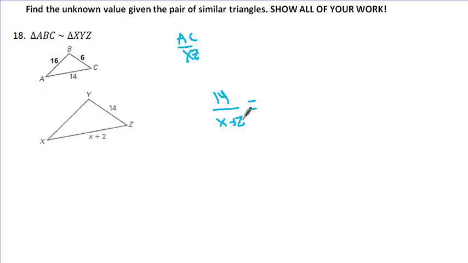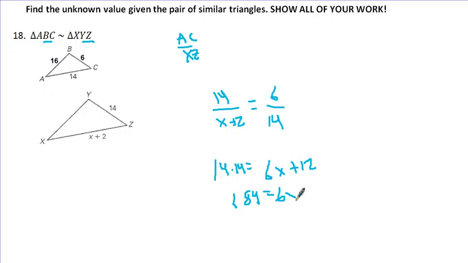We want to set that equal to BC and YZ, which are corresponding parts that we know both of, to find the scale factor, 6 to 14. When we multiply those out, you would have 14 times 14 in the cross multiplying equals 6x plus 12. When you simplify that, you will get that 184 will equal 6x after you subtract the 12 over. Divide both sides by 6. If you want to leave it as a fraction, it's probably the best here. You would get 92 over 3 as your answer.